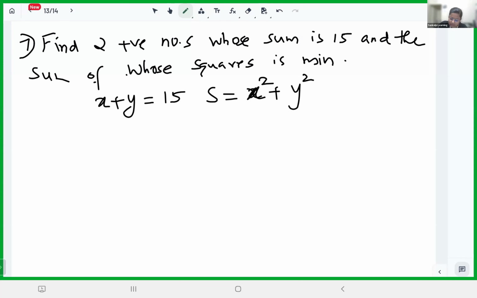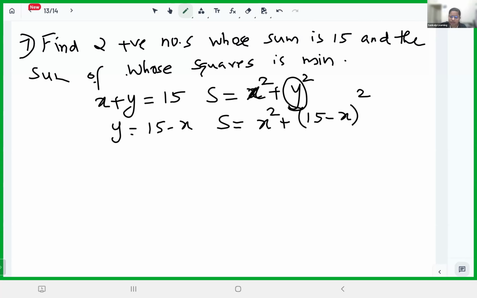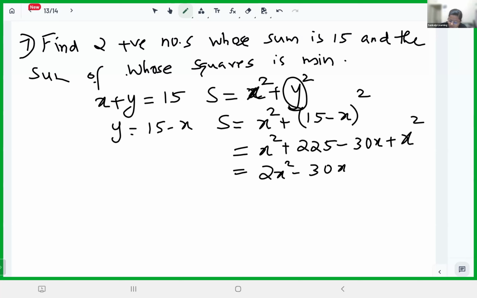So this is our function, and now what you have to do is change either x or y into the same variable. Okay, so here I'm going to change y into x. So y is equal to 15 minus x. So this can be written as x square plus 15 minus x the whole square. That is x square plus 225 minus 30x plus x square. That is 2x square minus 30x plus 225.